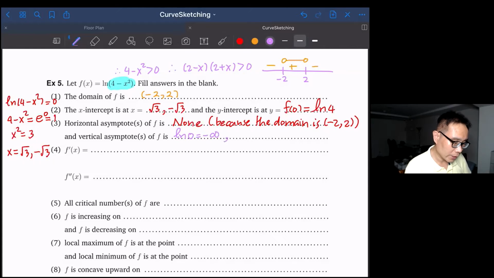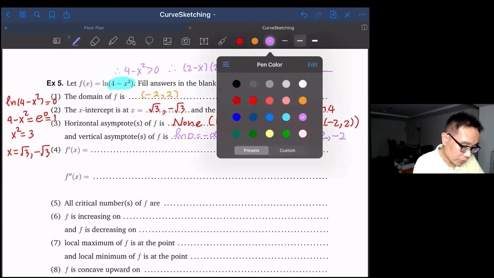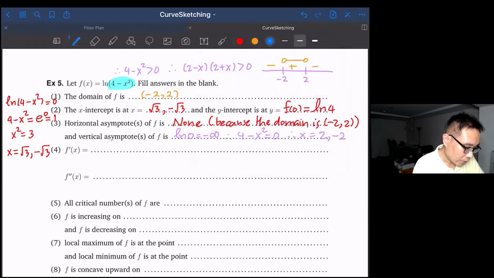So you're going to look for x such that it's going to give you log 0. So 4 minus x squared must be 0, and you have x equal to 2 and negative 2. Okay, so this one will give you the vertical asymptote. And for the first derivative and second derivative, this one is easy. So you differentiate the log, it's going to be negative 2x over 4 minus x squared. Okay, so that's going to be just the derivative of the thing that sits behind the log.